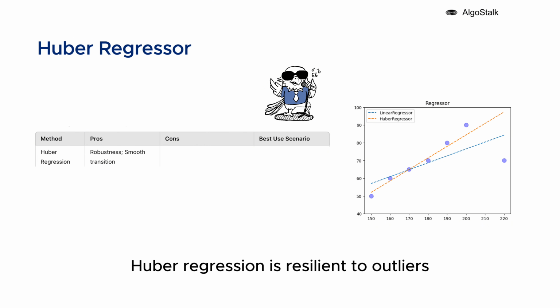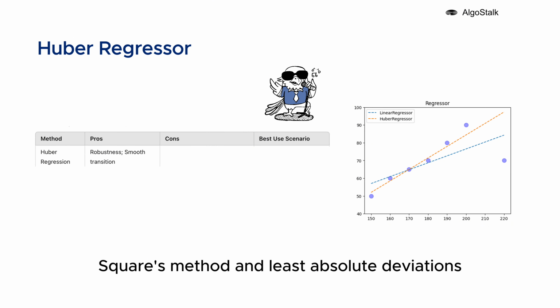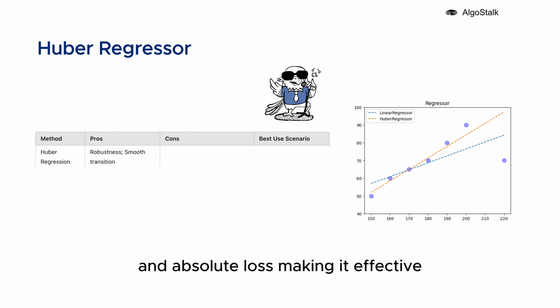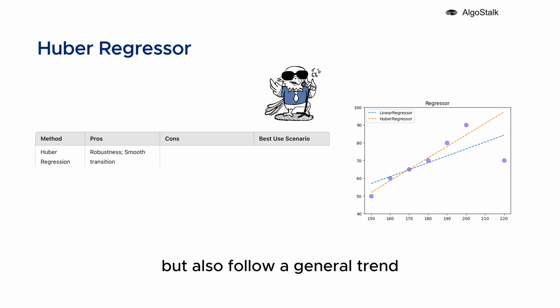Huber regression is resilient to outliers as it combines the advantages of both the least squares method and least absolute deviations. Smooth transition. It smoothly transitions between squared loss and absolute loss, making it effective in situations where the data may have outliers but also follow a general trend.